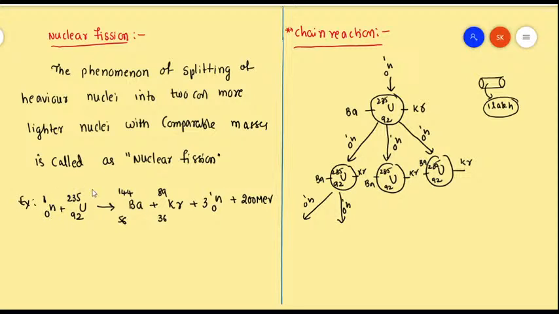According to this equation, when a neutron bombards one uranium, then three neutrons are released. That means this chain reaction will continuously take place, right? Because of the release of the neutrons.